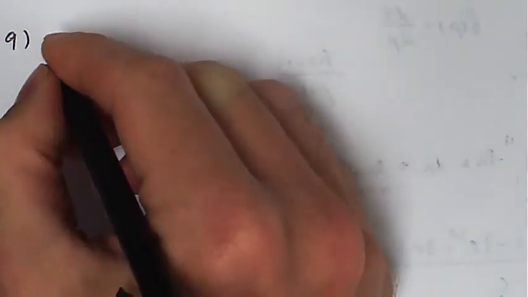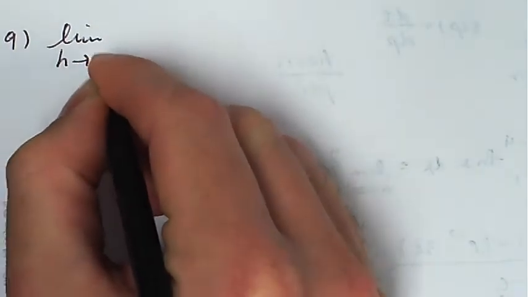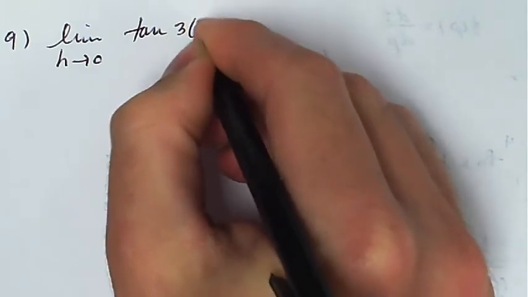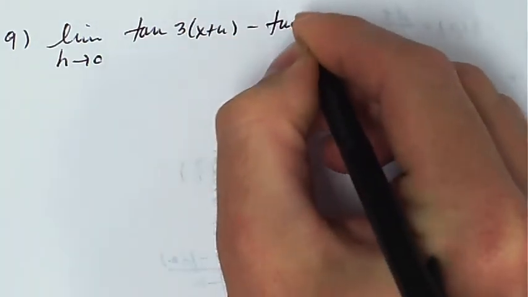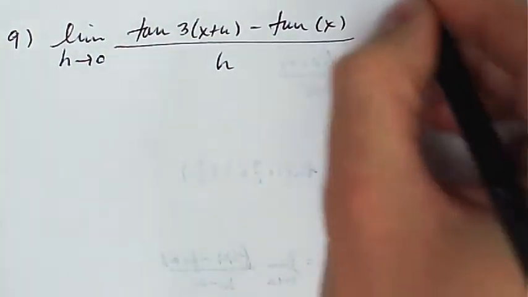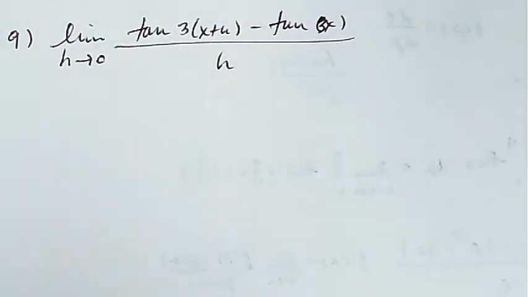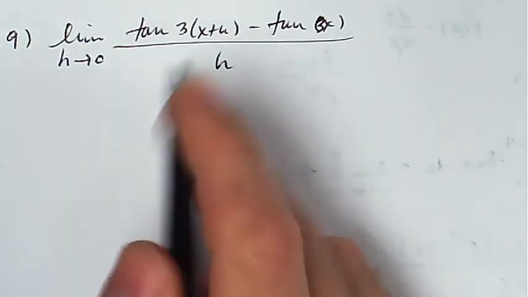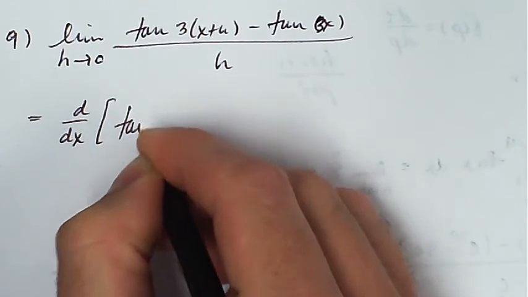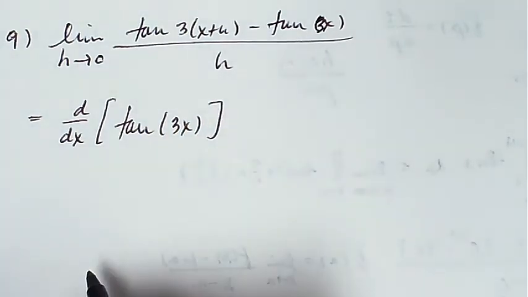We can just control that by knowing the derivatives that we are tasked with knowing. All right, here's another really good one because it's another derivative that we just have to know. So I've got the limit as h approaches 0, that means derivative, of tangent of 3 times x plus h, minus the tangent of x, all divided by h. Wait, no, tangent of 3x. So that means that the function is tangent of 3x, and I want the derivative of it. So this is just the derivative with respect to x of tangent of 3x.